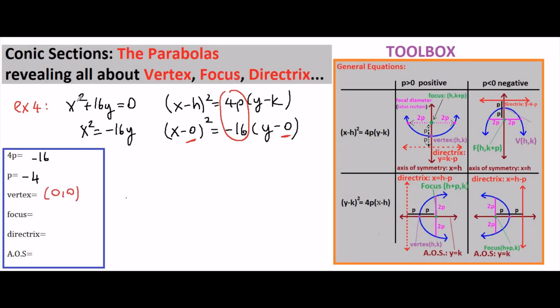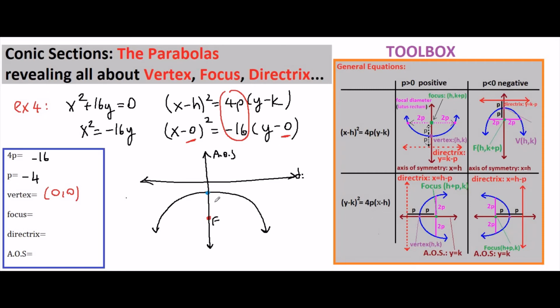This is the x squared term, and p value is negative, so our parabola is looking downwards. Our focus is inside of the parabola. Our directrix is behind the parabola. Our axis of symmetry is passing through focus and vertex and cutting the parabola evenly. This is axis of symmetry, this is directrix, this is focus, this is vertex. Our vertex is 0, 0. Our focus is p units below vertex, which is 4 units below, so 0, negative 4.